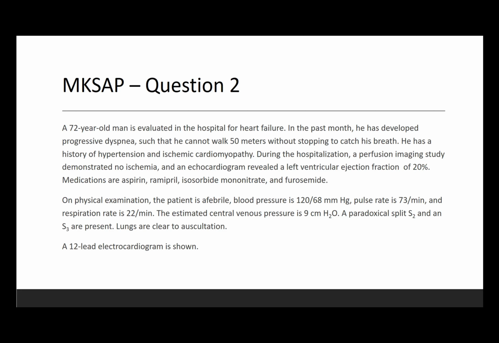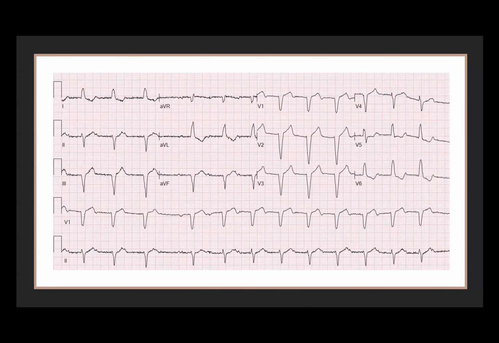On physical examination, the patient is febrile. Blood pressure is 120/68, pulse rate 73, and respiration rate 22. The estimated central venous pressure is 9. A paradoxical split S2 and then S3 are present. Lungs are clear to auscultation at 12 leads. EKG is shown. What do you see on the EKG?